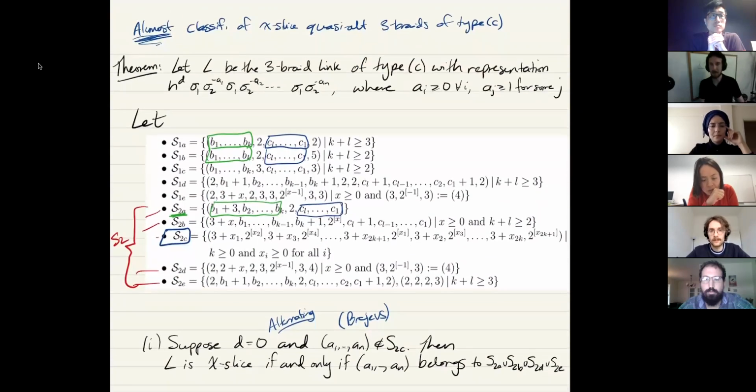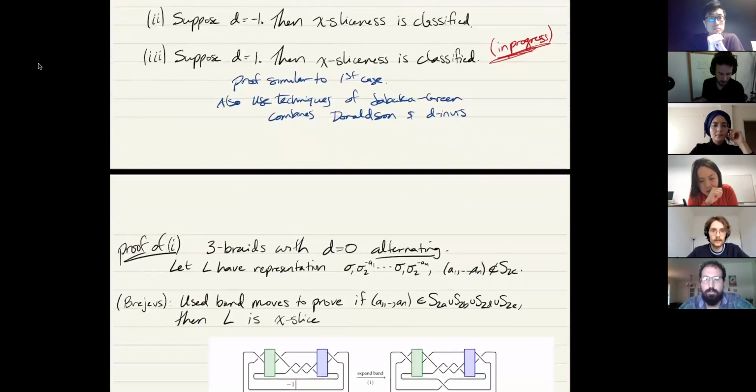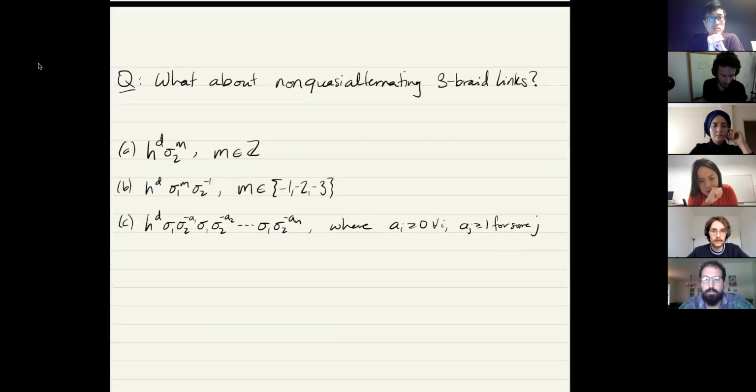So maybe the last thing I will say, though, especially since you were asking about it, we were thinking about quasi-alternating, but you can say a lot in the non-quasi-alternating case. So if D is not 0, 1, or -1, if D is bigger than that, there's still some things we can get, but it gets a little bit more complicated and you probably need some more subtle obstructions. So I'll just say a quick word about this.